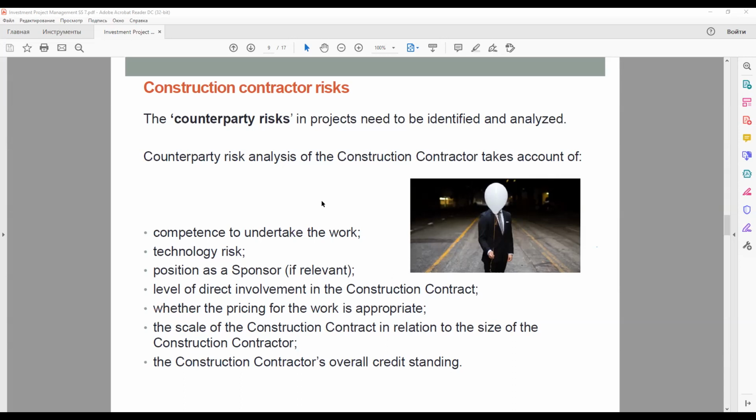Technology risk. This may be an issue typically with the EPC contracts, the engineering, procurement, and construction contracts. So you should assess whether the technology employed is efficient, can be easily achieved, etc.